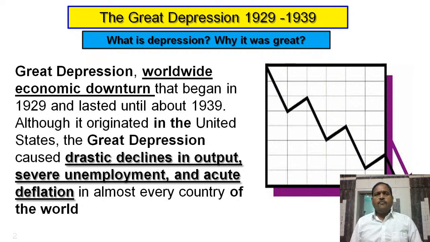Discuss in detail. First, there is a drastic decline in output. In all sectors of production, a drastic decline of production is observed in the Great Depression. Next one, a severe unemployment. There is a severe unemployment identified at the time of the Great Depression. And also acute deflation. That means the prices fall down very drastically at this time. Of course, it started in USA, but it spread all over the world.